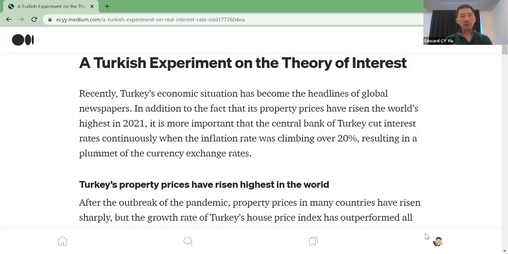We are going to talk about a very hot topic. I think the news reports on Turkey's economic situation have become the headlines of global newspapers in recent days. So today's topic is about a Turkish experiment on the theory of interest. Let's start from the fact that Turkey's property prices have risen to the highest in the world.